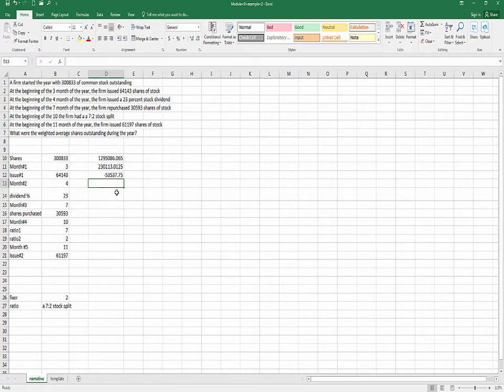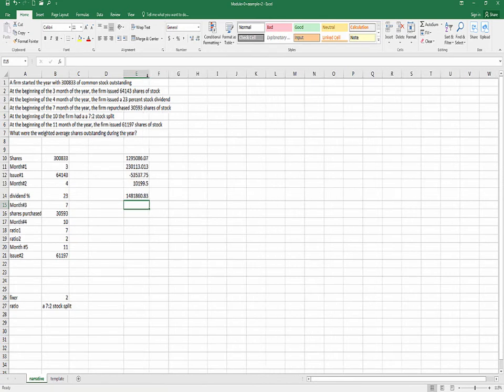At the beginning of November, we issued 61,197. So again, we multiply 61,197. We would adjust that for any subsequent stock dividends or stock splits. There are no subsequent stock dividends or stock splits. So those shares are going to be outstanding for November and December, 2/12ths of a year. So here are our transactions, and we add those up, and that gives us our weighted average shares outstanding.